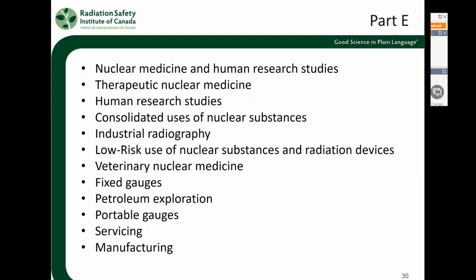And then the last part of the license application has to do with the specifics of your use type. So things like nuclear medicine, if it is therapeutic or diagnostic, if you've consolidated use of license, or industrial radiography, gauges, servicing or manufacturing sources. These will all have very specific items that don't pertain to all license types, so you'll have to outline more information there. And again, for guidance, head to the application guide document 1.6.1.